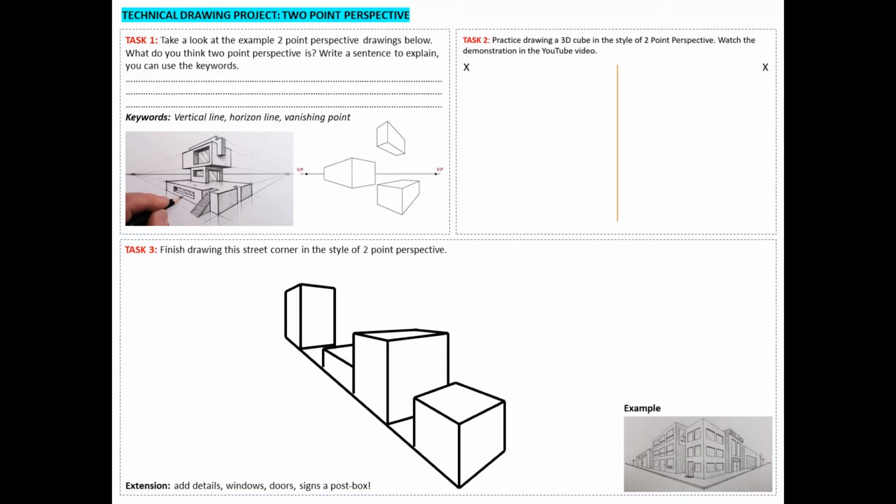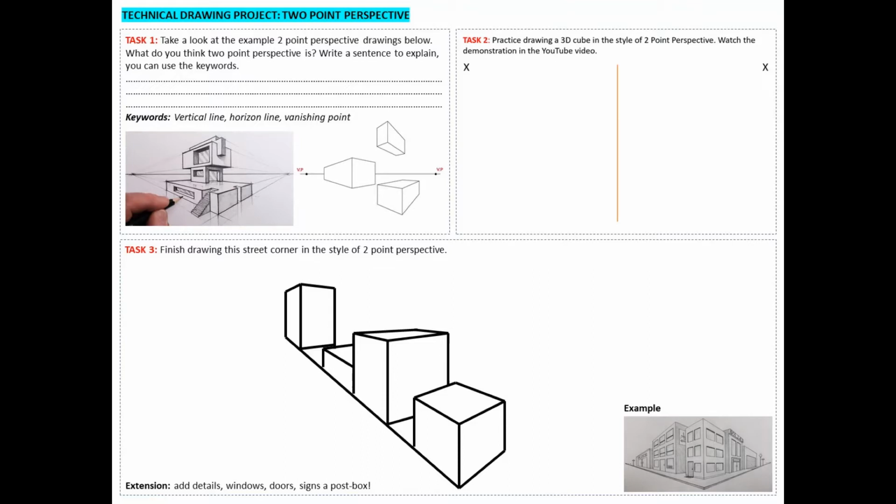The only difference is, rather than having one vanishing point on the horizon line, we have two vanishing points on the horizon line, and the diagonal lines of our drawing will go to either one of those vanishing points. So if you have a look at the two example drawings as part of task 1, you can see what I mean by that. So that horizontal line is a horizon line, and for both of those drawings there are two vanishing points, and the diagonal lines go to either one of those vanishing points.